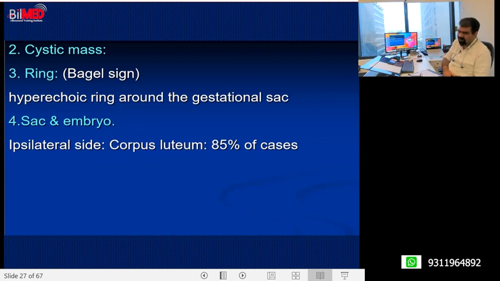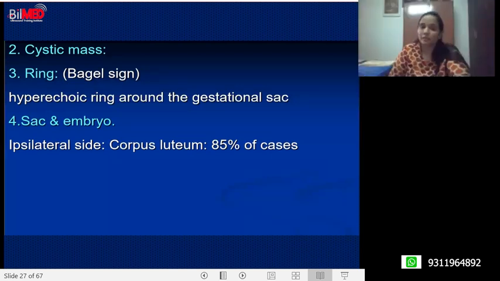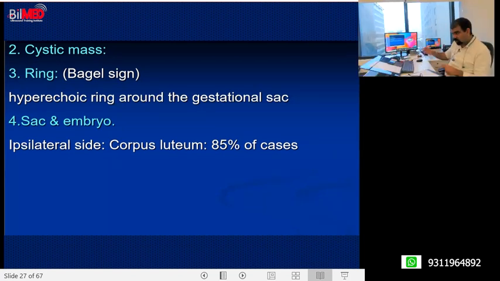This is very, very important. Please make a red note in your notebooks that if I am having an ectopic pregnancy on the right side, where will be the corpus luteum? On the right side or on the left side? Now, this is the importance of knowing your theory. Then later on, we will implement it on ultrasound. So this is the importance of theory.